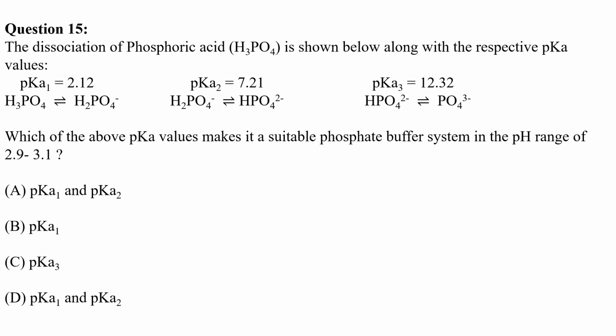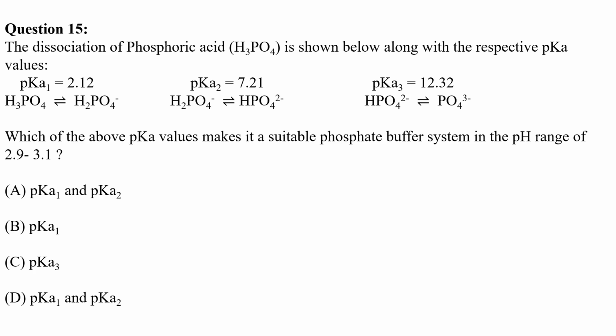So H3PO4 dissociates into H2PO4 minus, and then an H plus ion is released. That is the first pKa, with a value of 2.12. Then in the second step, from H2PO4 minus, again a proton is released and HPO4 2 minus is formed. So you have the second pKa value, that is 7.21. Then from HPO4 2 minus, again a proton is released and you get PO4 3 minus. You have the third pKa value, that is 12.32.